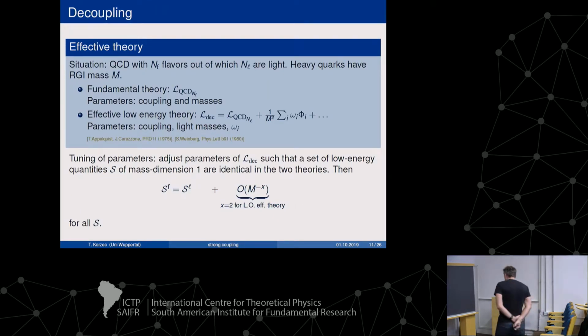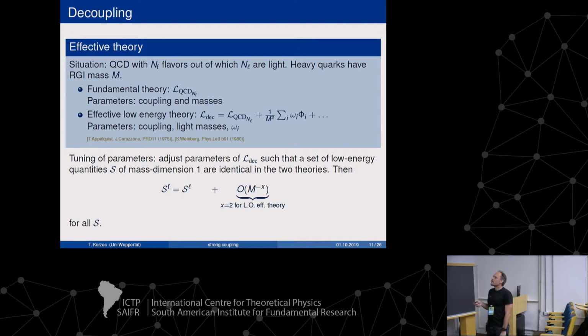So this omission of a dynamical charm quark is, in almost all the cases, B quarks and top quarks, has its foundation in this effective theory picture. If you have QCD with NF flavors, but out of this NF flavors, NL are light, and the remaining ones are heavy and have a RGI mass M, and you are interested only in physics much below the scale of this mass, then you can set up an effective theory, which has a Lagrangian that looks like this. At leading order, it's just QCD with the light quarks. And then you can improve it systematically by adding higher dimensional operators with free couplings. And they will be suppressed by inverse powers of the heavy quark mass.